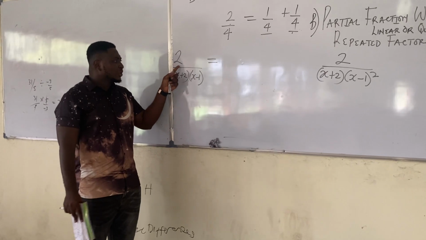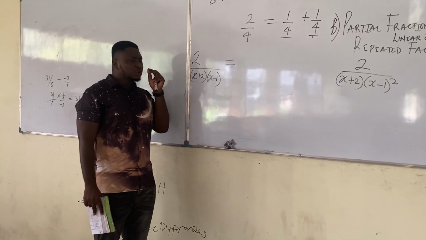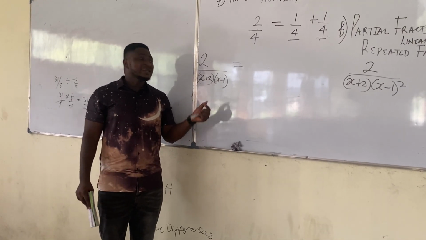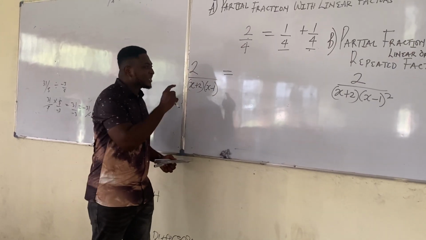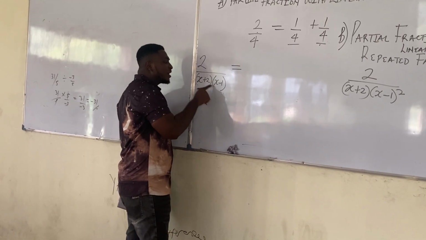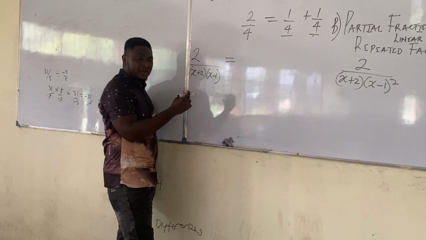Class, this fraction can produce 2 partial fractions. And let me tell you why. It can produce 2 partial fractions because we have 2 denominators. Class, the number of denominators can usually help us know the number of partial fractions a fraction can produce. So class, this fraction can produce 2 partial fractions.